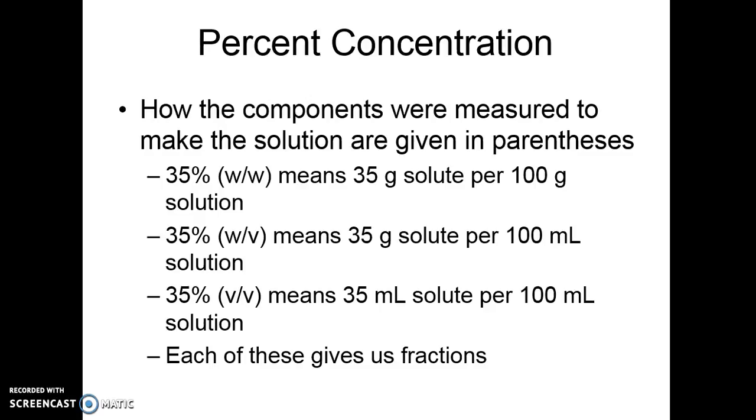So 35% weight for weight means that everything was measured in grams. If it's 35 W over V, that means weight per volume, so 35 grams in 100 mL. And if it says V over V, then it was 35 milliliters in 100 mL. And so it's really telling you how it's prepared. The concentrations between these different ways of preparing it actually would differ slightly.